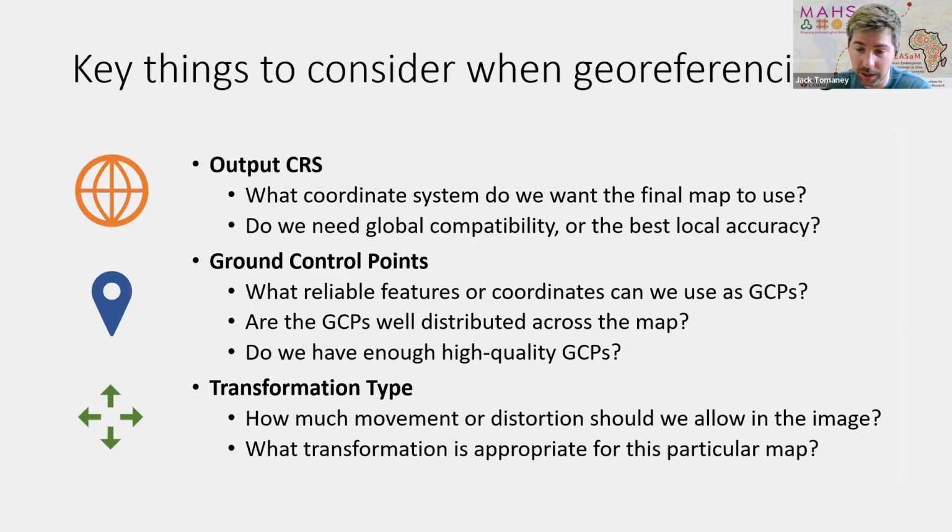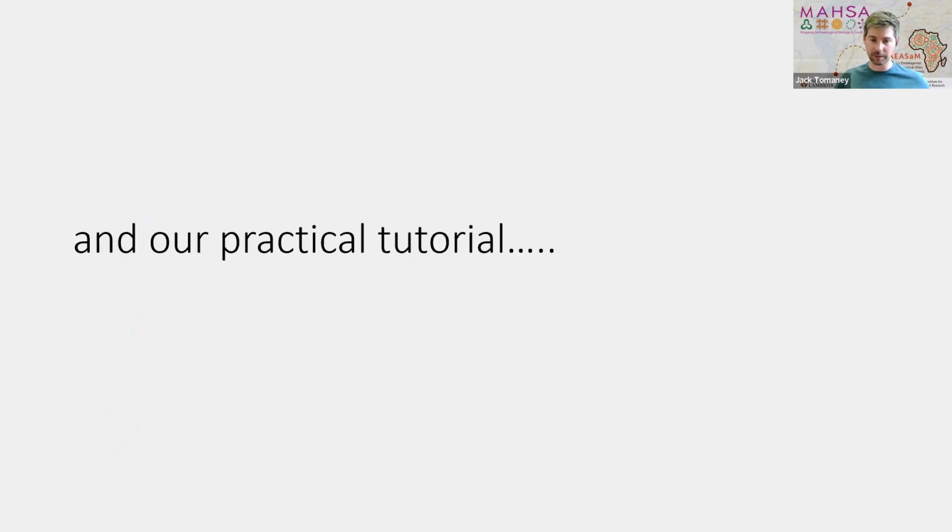And to sum up the technical parts, the three main things we need to think about when georeferencing, and we'll of course go through these in the practical, is first, choosing an appropriate CRS. Second is deciding on GCP points. And third is choosing a transformation type and a resampling method. Okay, and with that in mind, I'll now move on to the practical session.